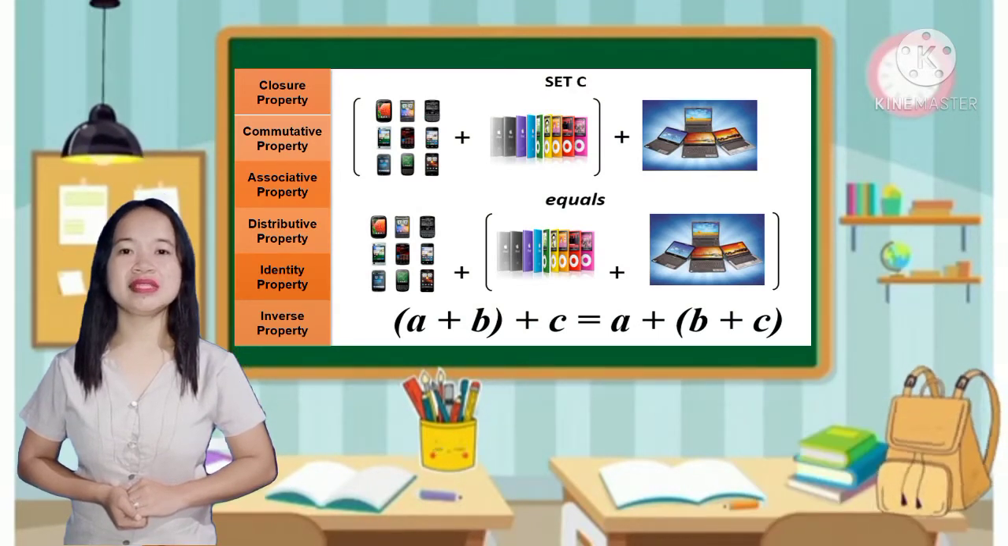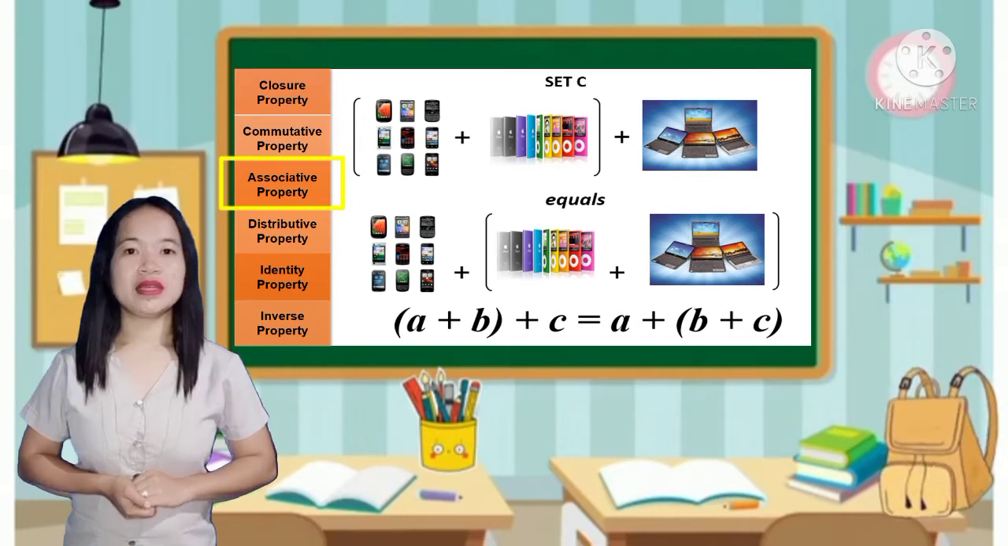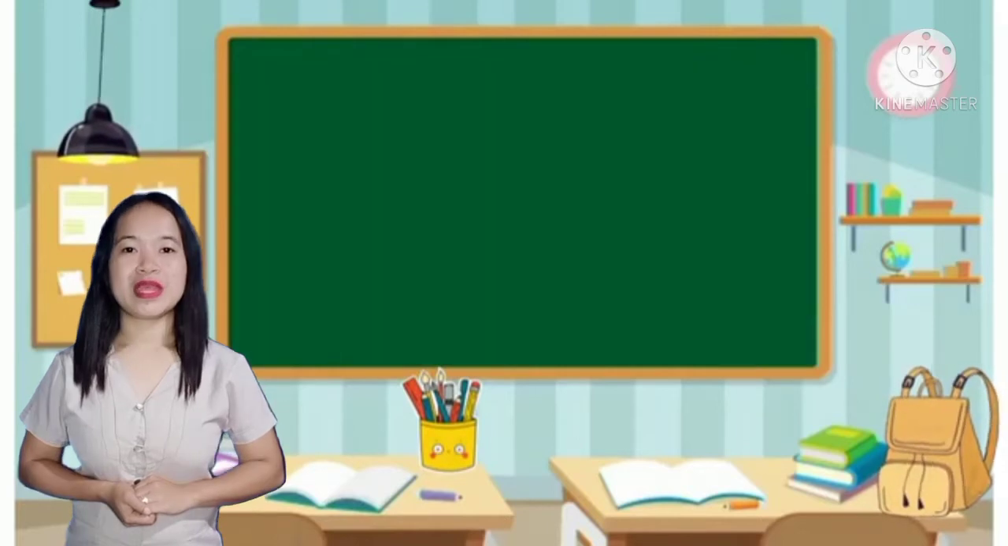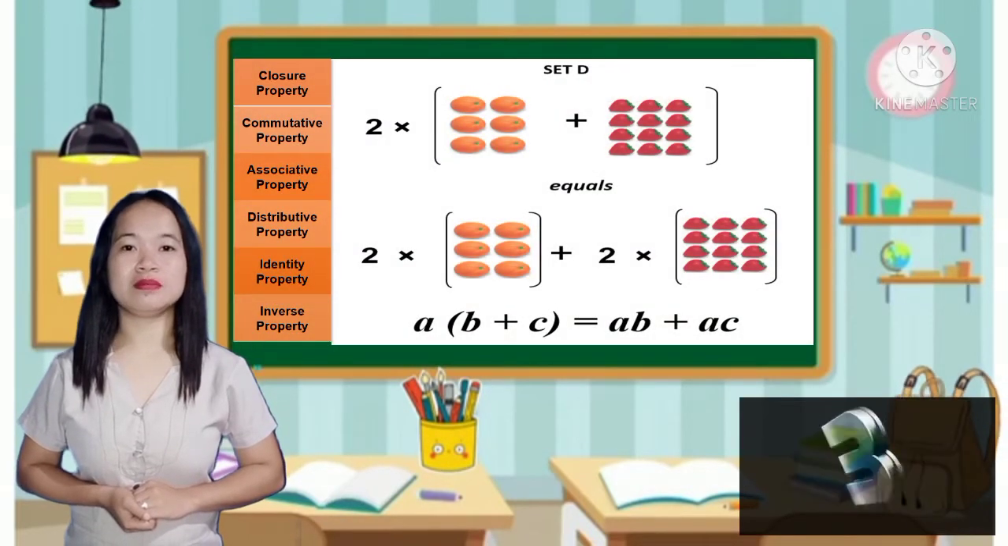The answer is associative property. As you can see in the picture, the quantity of 9 cell phones and 9 iPads plus the 4 laptops is equal to the 9 cell phones added to the quantity of 9 iPads and 4 laptops. Now let's have the next one.